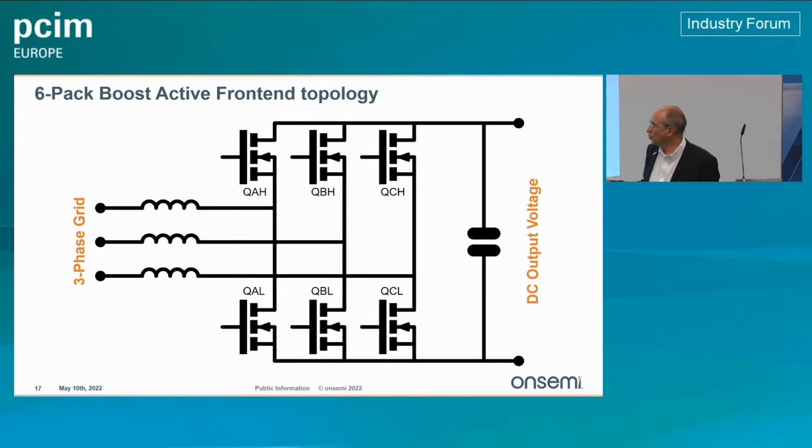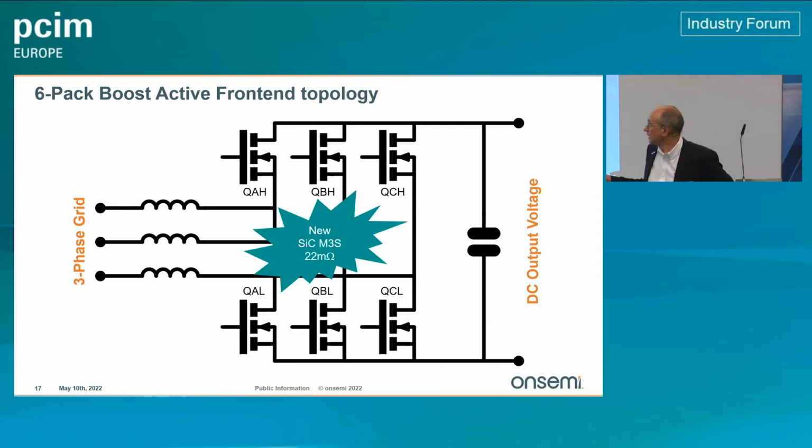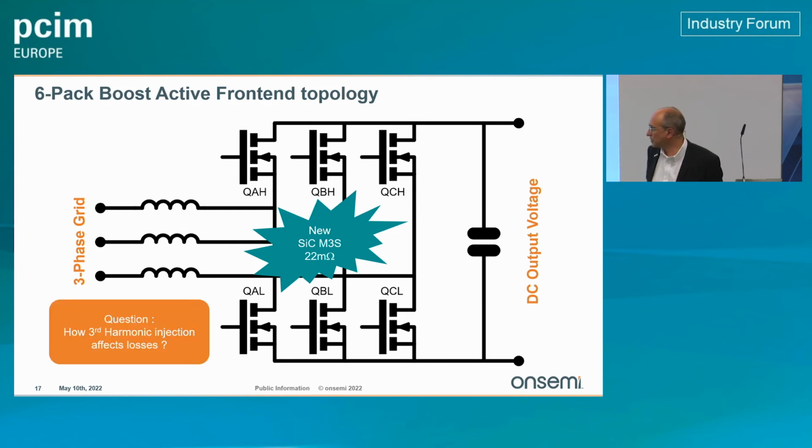So here we have the boost inductor, the 6-pack here with the 6 switches. That will be 6 silicon carbide MOSFET. And we will use our new silicon carbide M3S optimized for switching for the simulation. And the question here is how the third harmonic could affect the losses and how the losses split over the sine wave.